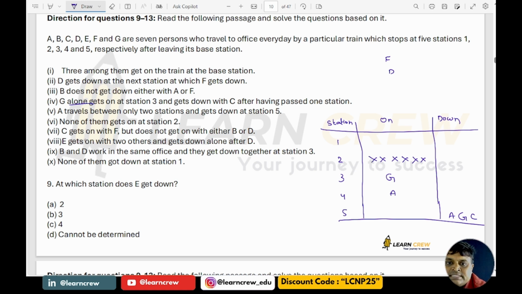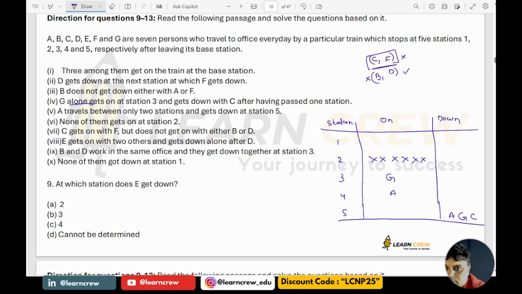Okay. C gets on with F, but does not get on with B or D. So C and F are getting on, but not with B or D. If C and F are at one particular station getting on, B and D will not be there. If B and D are there, then C and F will not be there. That is what is given.